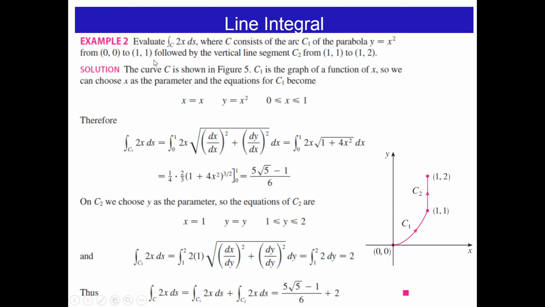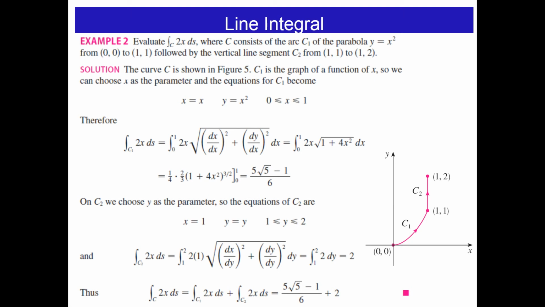Okay, so here is an example of such a type of curve. Evaluate the integral of 2x along C, where C consists of the arc C1 of the parabola y equals x squared from (0, 0) to (1, 1), followed by the vertical line segment C2 from (1, 1) to (1, 2). Now we have to evaluate this integral along C1, and then along C2, and then we'll add both of them to find the value of this line integral.